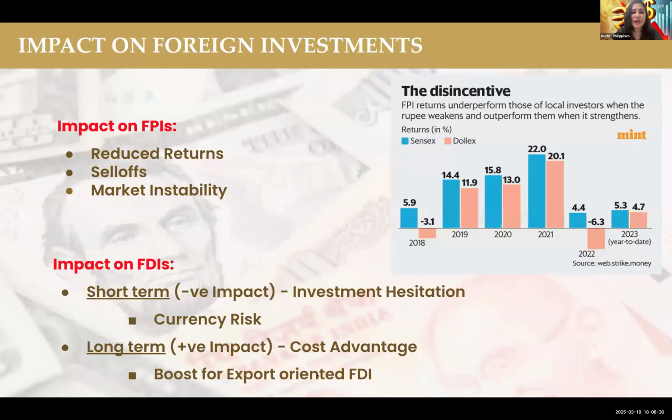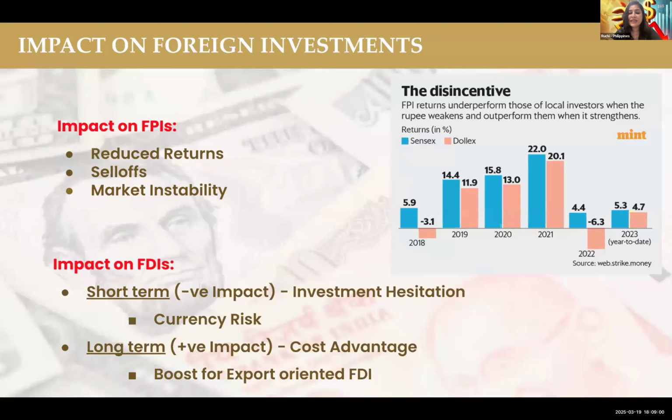Rupee depreciation against major currencies, especially USD, affects foreign investments, influencing FPI, FDI, and stock market volatility. FIIs may sell stocks to avoid further losses, leading to capital outflows. Large FPI withdrawals also lead to sharp fluctuations in share prices. Foreign investors may delay investments due to uncertainty over rupee depreciation.